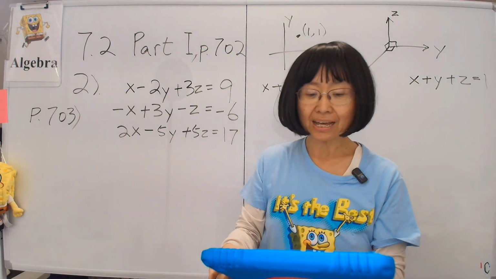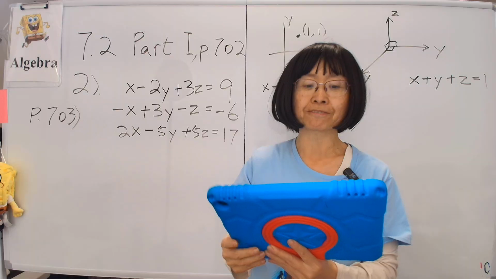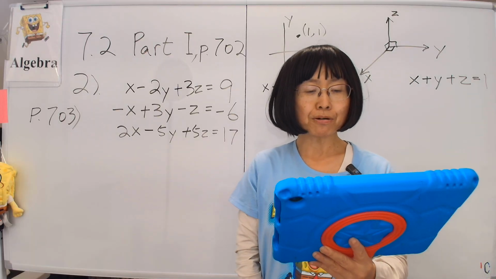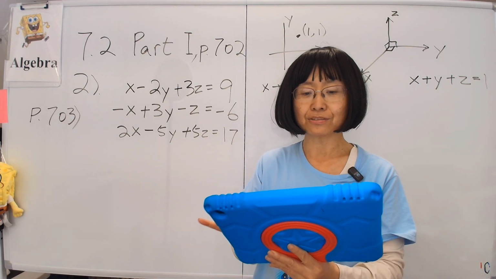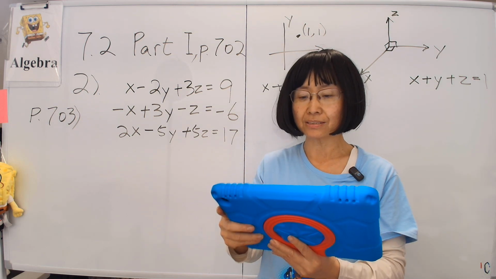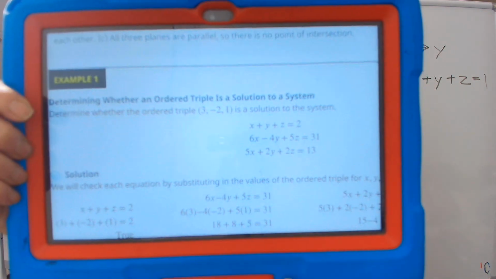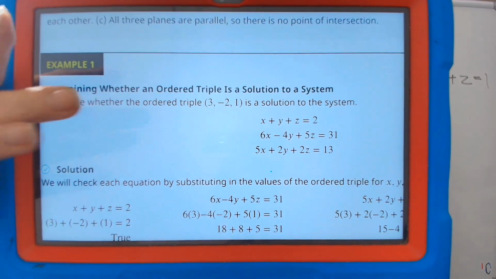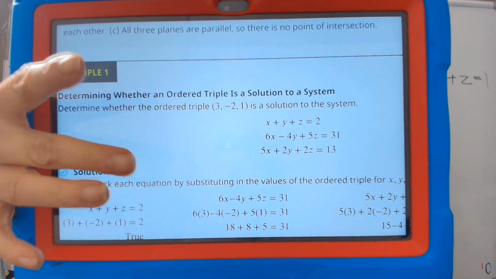So having said that, let's look at example 1 on this page. Example 1 just asks you to decide whether the 3 numbers is a solution to the system. The 3 numbers are already given to you. They just want you to verify it.